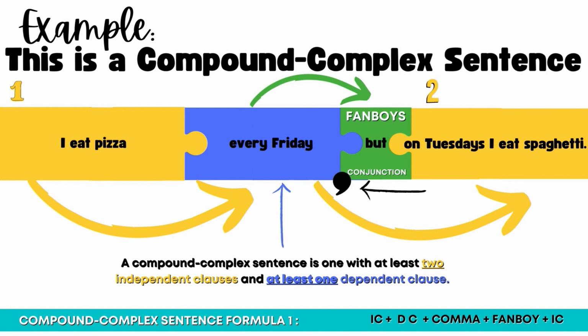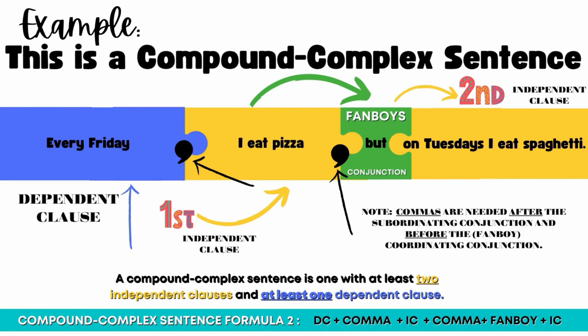I eat pizza every Friday, but on Tuesdays, I eat spaghetti. This is an example of a compound complex sentence. And this has two independent clauses and one dependent clause. So we join our complex sentence, which is the beginning, I eat pizza every Friday, and we add a comma and join in another independent clause with a fanboy, which makes this a compound complex sentence.